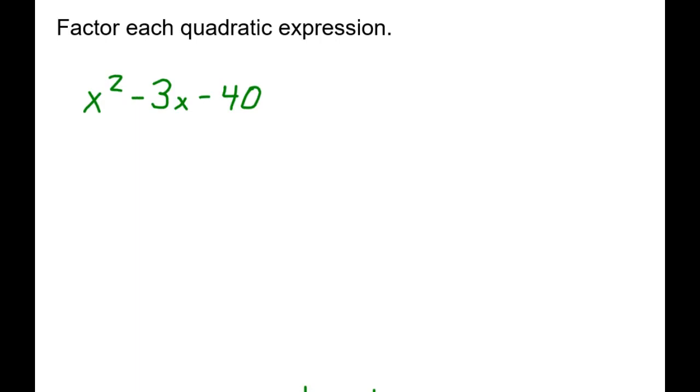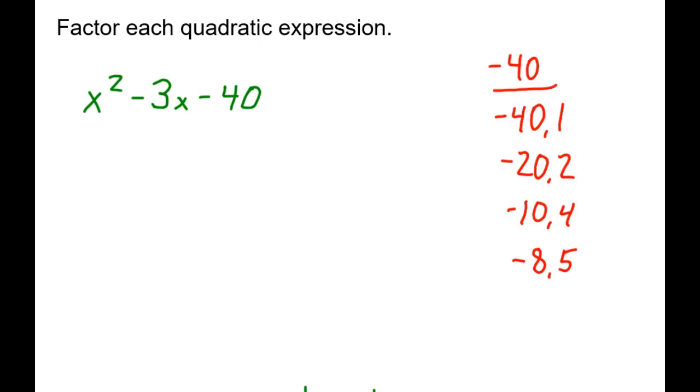Now to the last example, we have x squared minus 3x minus 40. So I look at my value of c, it's negative. So I know one of my factors has to be positive and one of them has to be negative. Then I look at my b value, which is also negative. So when I look at my two factors, the one that has the larger absolute value must be the negative factor.